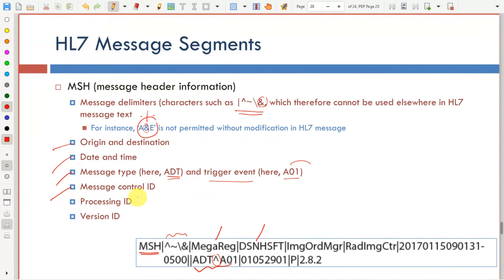Sometimes you have a certain unique control ID for the message. Sometimes you have to have something called a processing ID. Sometimes you have to have a version ID. All these things allow you to uniquely identify this message, because you receive so many such messages on a particular server. So you have to know exactly what this message is, a unique ID for each message, so that you can differentiate it from the other messages that you receive.